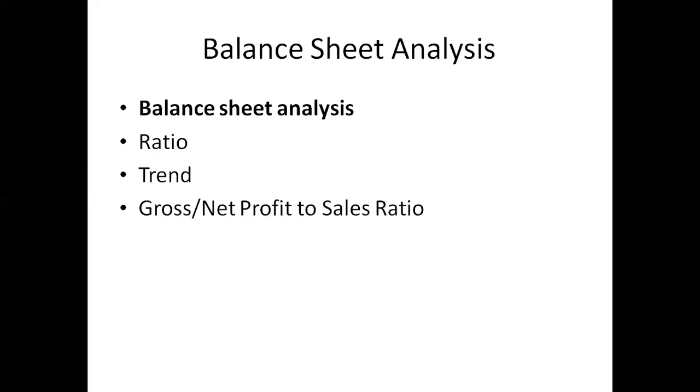Now, in the case of balance sheet analysis, for example, in the case of ratio analysis, we have the current ratio and the gross profit or net profit to sales ratio. These are two of the examples. The current ratio is current assets divided by current liabilities. The gross or net profit to sales ratio is how much of the gross profit or the net profit could be retained in comparison to the sales incurred by the company.